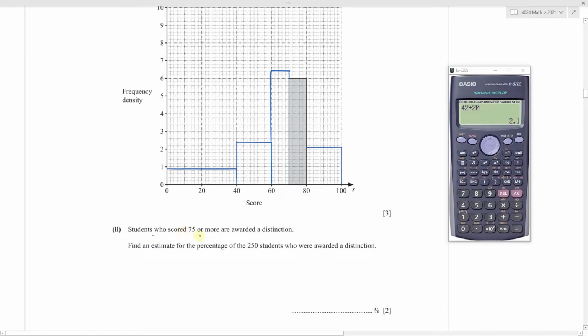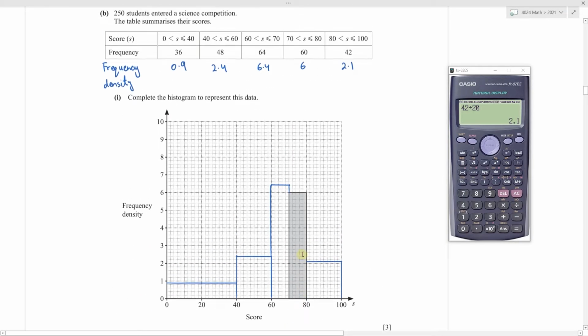Students who scored 75 or more are awarded a distinction. Find an estimate for the percentage of the 250 students who were awarded a distinction. So to find the percentage, we first need to find how many students actually were awarded this distinction. So the number of students who scored 75 or more.